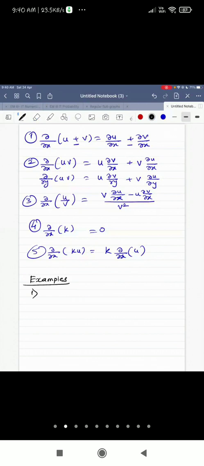First example. If z equal to say sine of x plus y, right? Sine of x plus y. Then what is the derivative? Dabba z by dabba x. What will it be now? Derivative of sine is cos. So it will be simply cos of x plus y.